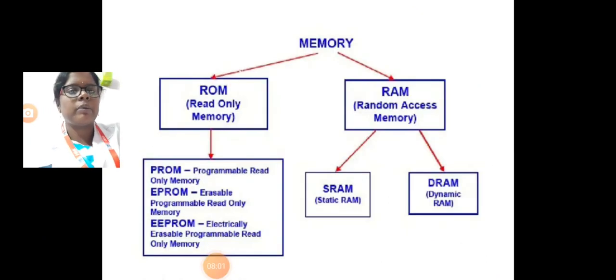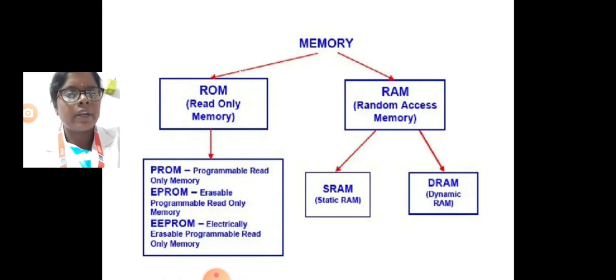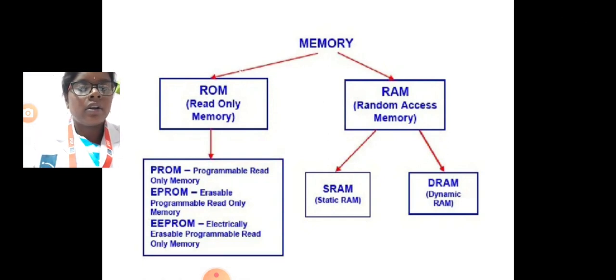Already we have seen the memory is divided into two types, ROM and RAM. ROM is read-only memory, RAM is random access memory, and ROM is classified into PROM, EPROM, and EEPROM, that is E squared PROM: programmable read-only memory, erasable programmable read-only memory, and electrically erasable programmable read-only memory. RAM is static RAM and dynamic RAM.